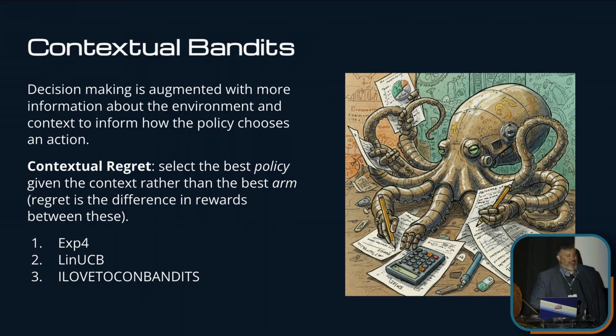And then this is the brand new one. I Love Con Bandits, because we do have to come up with good names for our algorithms. I Love Con Bandits is the new algorithm that performs well for a really large number of arms. And so that's the one that I would recommend if you are doing contextual bandits, to look into I Love Con Bandits.